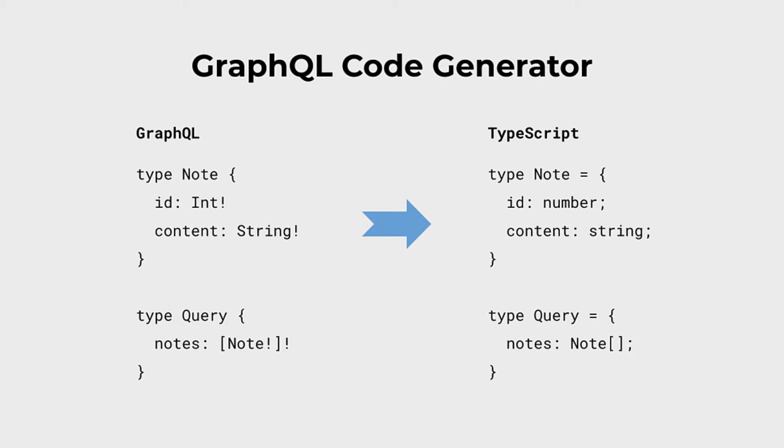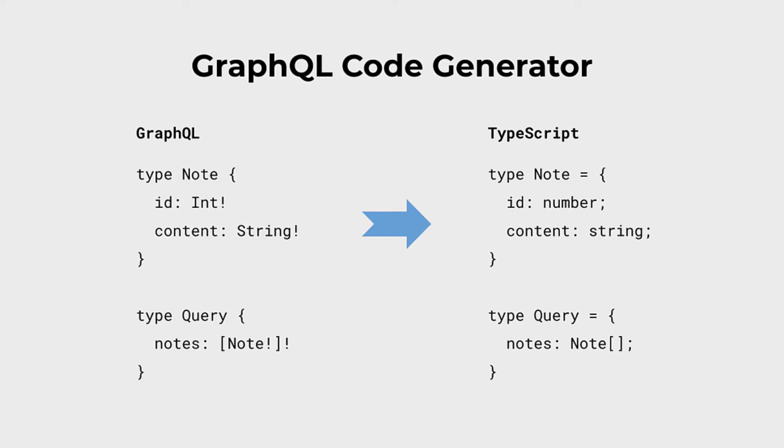Hi, my name is Dmitro, and in this video I would like to show how to set up and use GraphQL Code Generator. It's a tool that helps you generate the TypeScript types for your GraphQL schema, resolvers, queries, and mutations. In this video I'm going to set up the types for TypeScript, but GraphQL Code Generator supports other languages as well, for example Java and Kotlin.